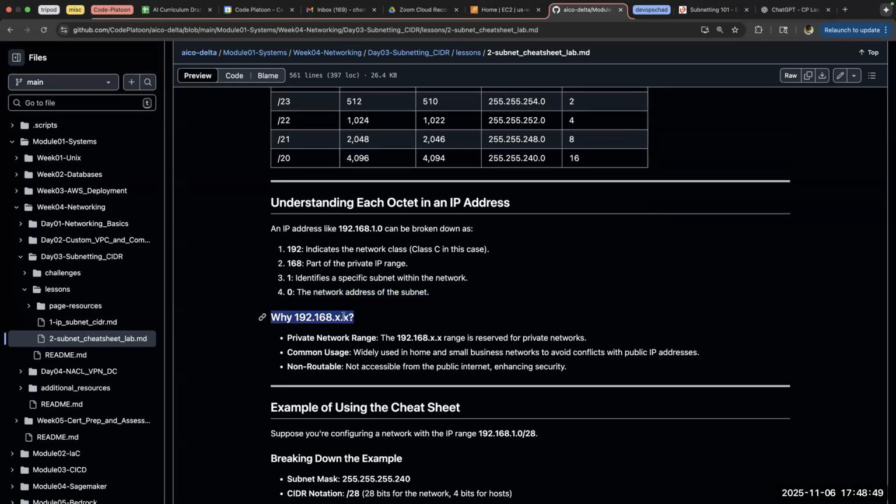So why the X and the X? Again, this is all for private networks: home, small businesses. I wouldn't say small businesses, I would say commerce in general uses this.